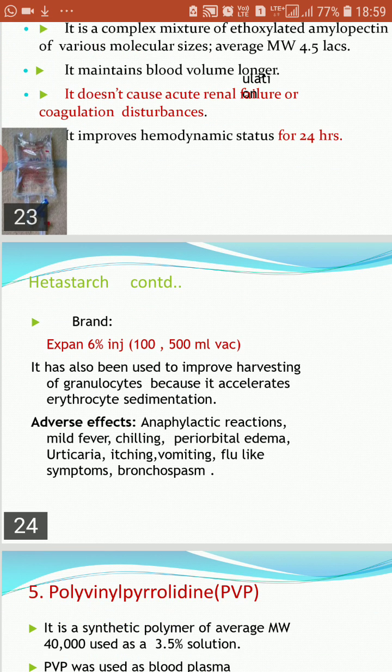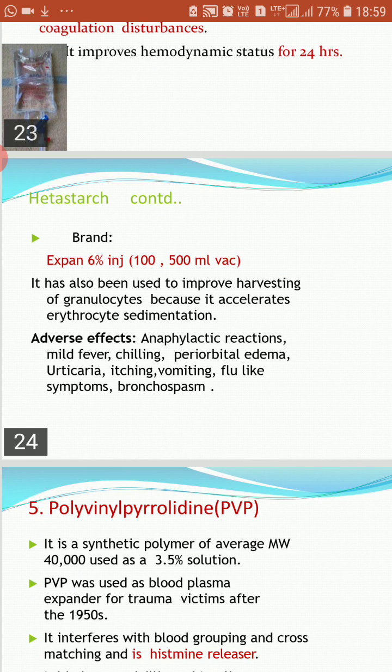Adverse effects are anaphylactoid reactions, mild fever, chilling, flu-like symptoms. They are all possible with any drug given by IV route. Spasm.